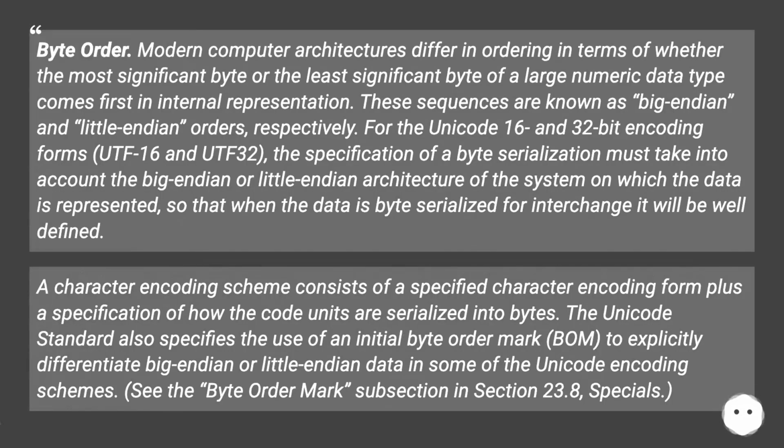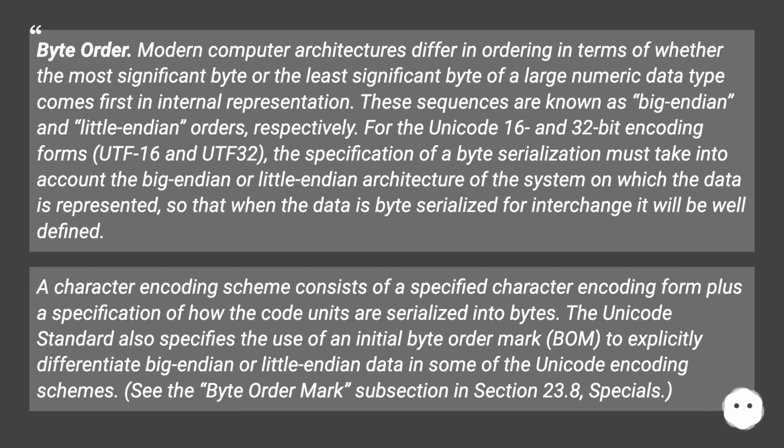Byte order. Modern computer architectures differ in ordering in terms of whether the most significant byte or the least significant byte of a large numeric data type comes first in internal representation. These sequences are known as big Endian and little Endian orders, respectively.